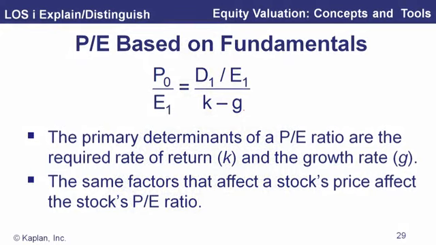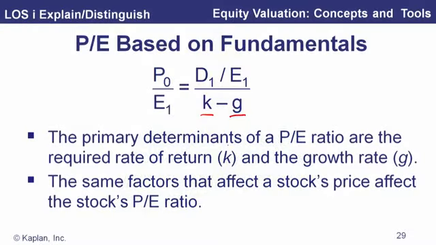What are the primary determinants of a PE ratio? Well, the required rate of return. If it's riskier and K, our required rate of return, is higher, then that price-earnings ratio, our fundamentals-based PE ratio, is going to be lower. How about G? Well, higher G reduces our denominator there. And so two companies otherwise the same, one with a higher growth rate is going to have a higher PE. Investors are willing to pay more per each dollar of earnings when those earnings are expected to grow more rapidly in the future.